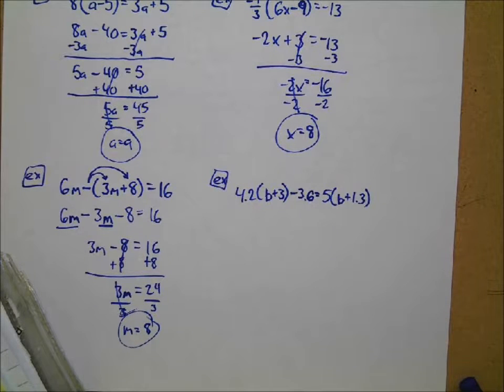So try this one out, run it down, see what you can do. It's complex. I would say you want to distribute first, then you combine like terms. Alright, let's see if we can find the first step.